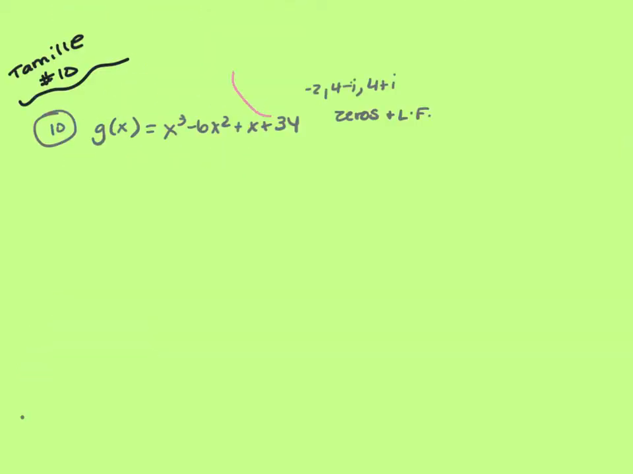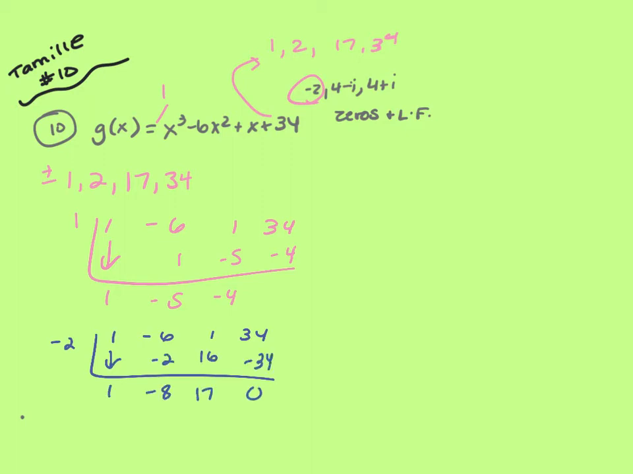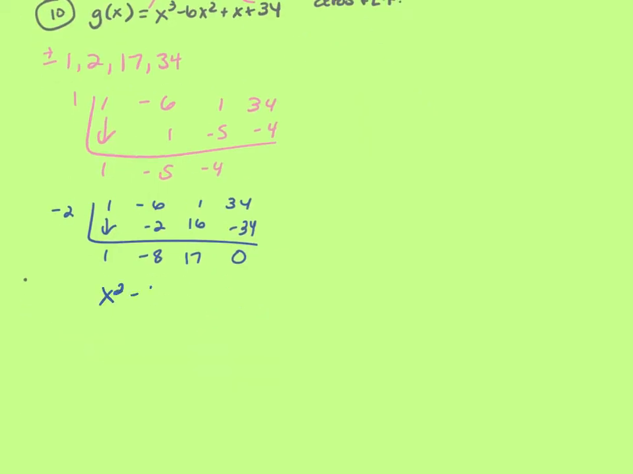Tamil, this one was yours. So 34 is 1, 2, 17, and 34 over 1. So plus and minus 1, 2. So if you try the positive 1, 1, negative 6, 1, 34. Doesn't work. Try the negative 1. Actually, I cheated. I know the negative 2 works. There's the one that works. And then there's no factors of 17 that sum to negative 8.